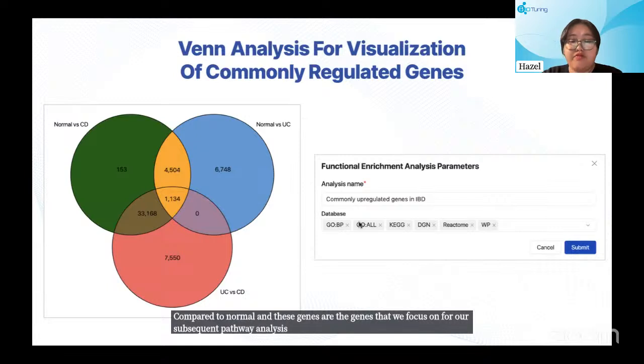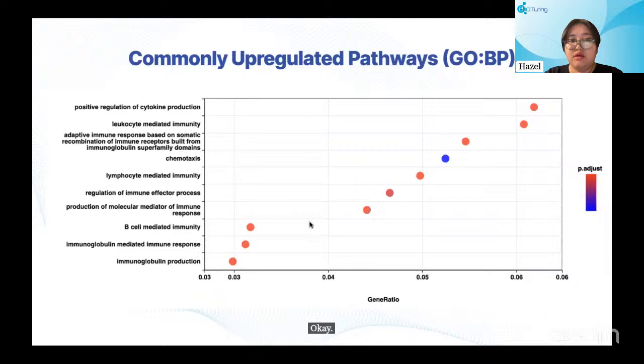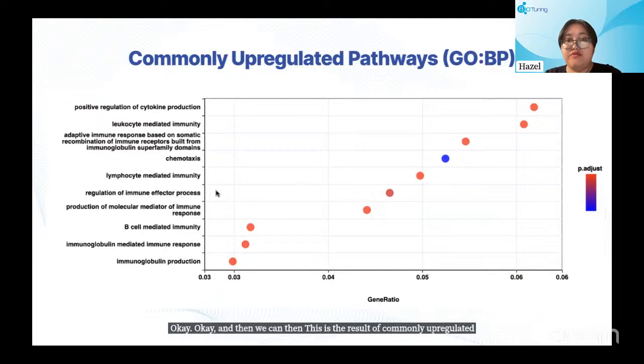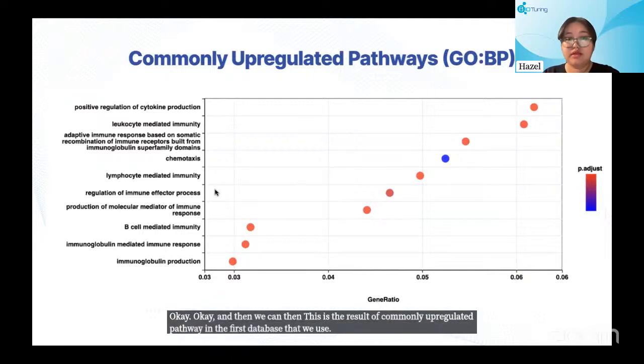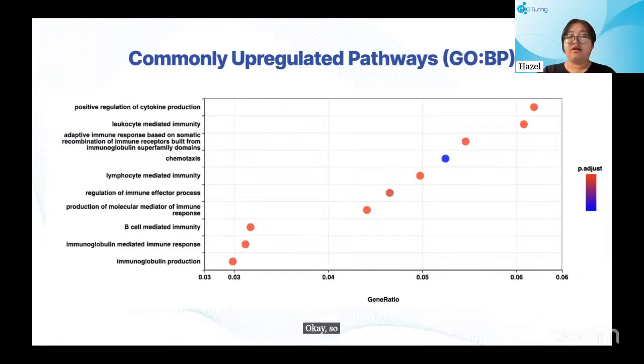When we perform the pathway analysis, we perform it on multiple databases at a time to compare between different databases and also to add more layers of information to our results. This is the result of commonly upregulated pathways in the first database that we use. Okay, so Julie, can you please go on and explain the result here?